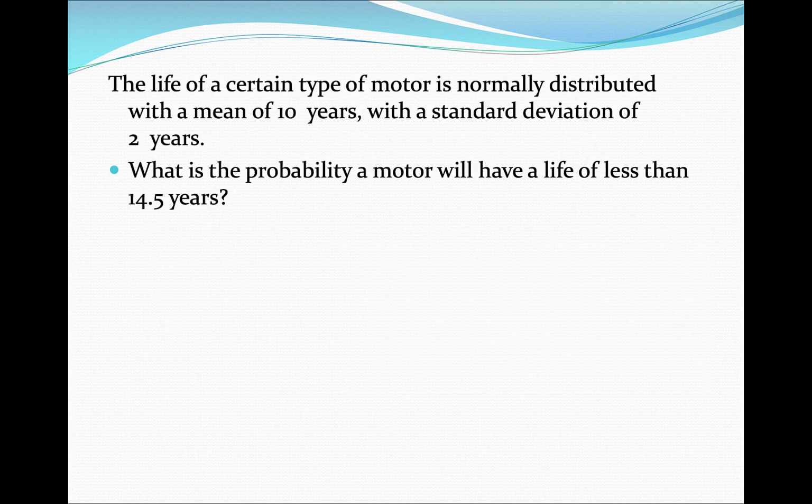Okay, let's look at one more example. Here we're going to look at the life of a certain type of motor, which is normally distributed with a mean of 10 years and a standard deviation of 2. The first question says, what is the probability a motor will have a life less than 14.5 years? So our probability statement looks like this. We're going to say the probability that x, which is not standard normal, it's got a mean of 10 and standard deviation of 2, is less than 14.5.